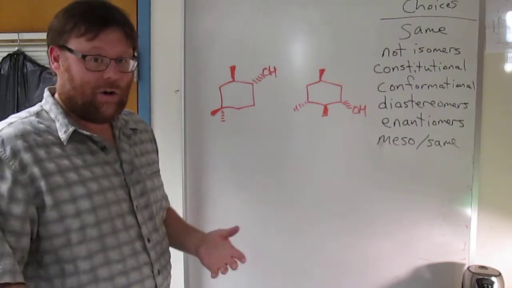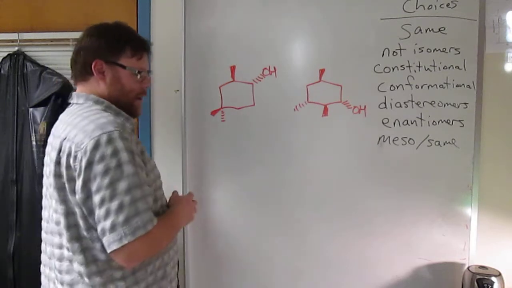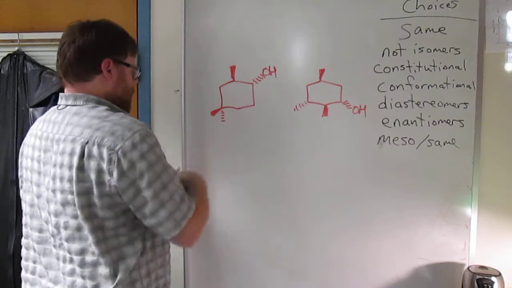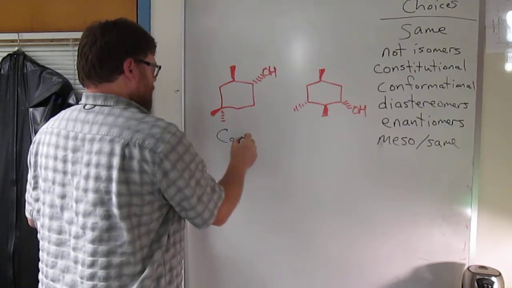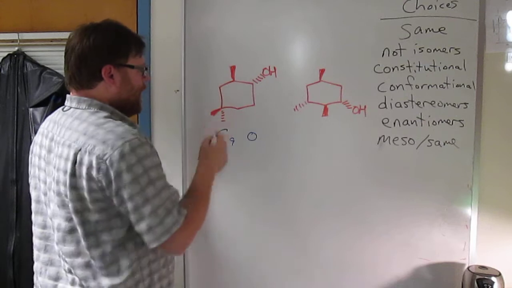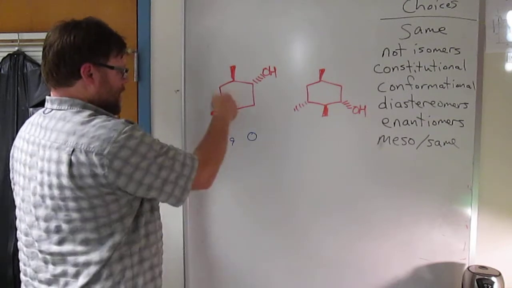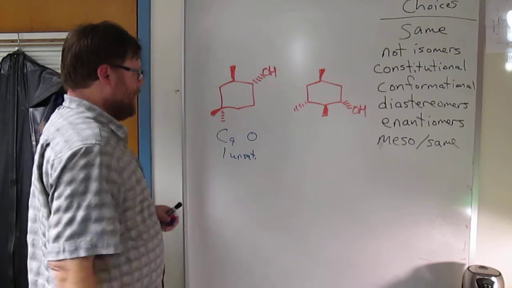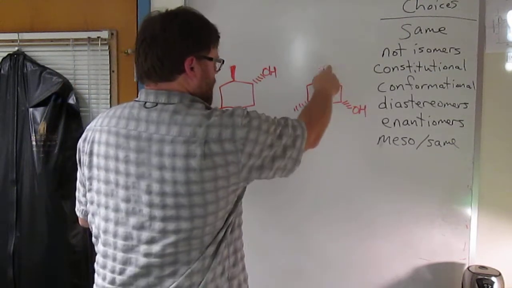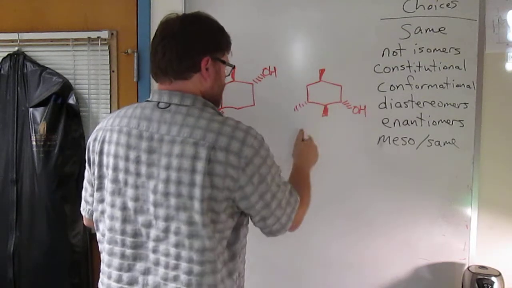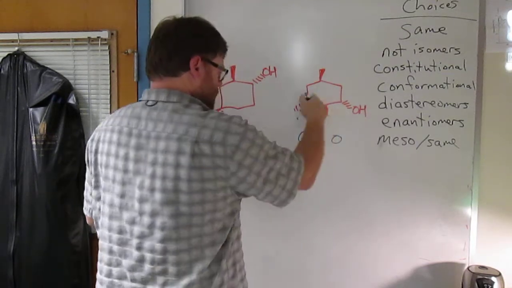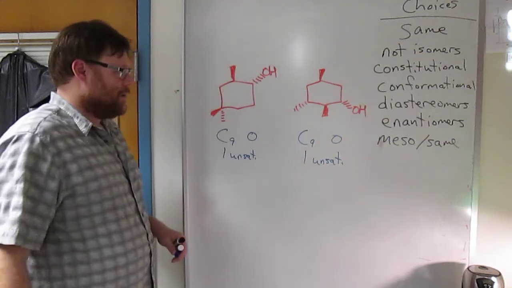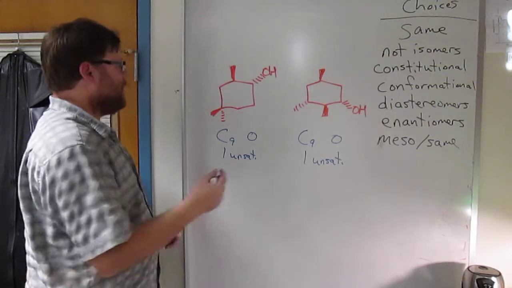Are they isomers at all? So you want to calculate the molecular formula. 6 carbons, 7, 8, 9, and an OH. C9O. How many hydrogens are there? You can count them up, or you can just say 1 unsaturation. And that means that you could calculate out how many hydrogens there are. Over here you've got 1, 2, 3, 6 in the ring. So this is C9O. There's a ring, so 1 unsaturation. So there must be the same number of hydrogens. So they have the same molecular formula. Let's go ahead and figure out what that is.